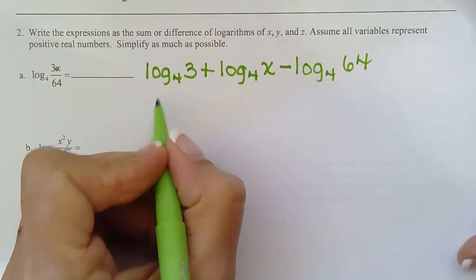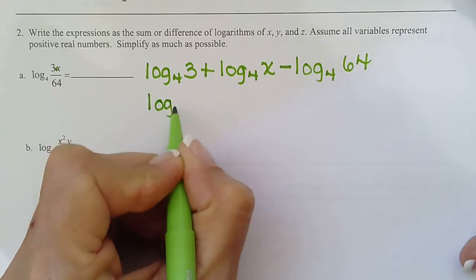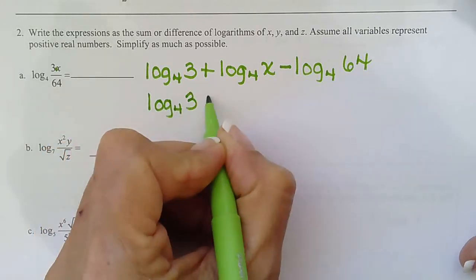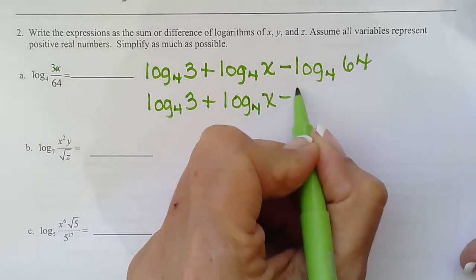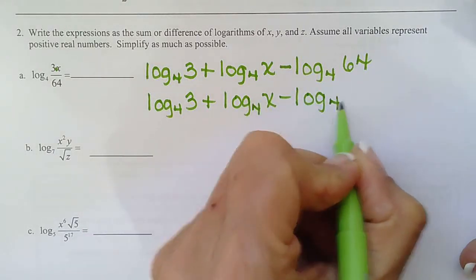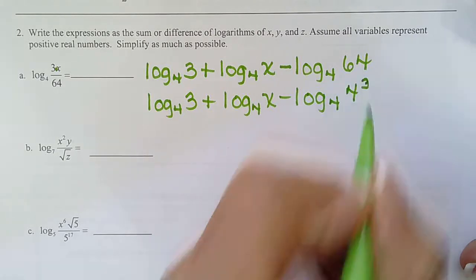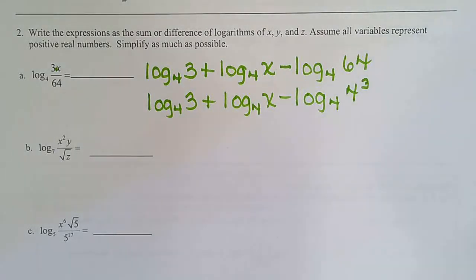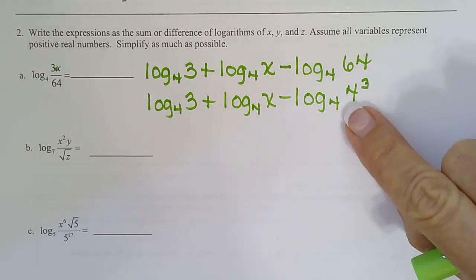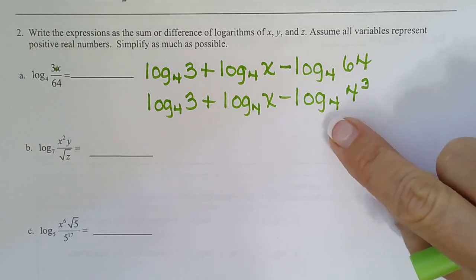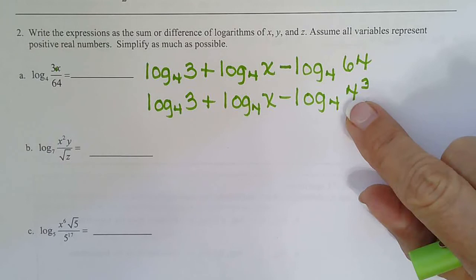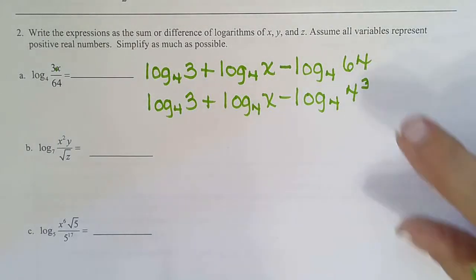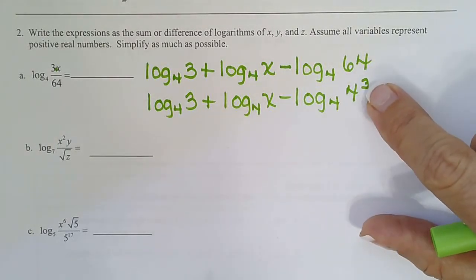Now watch what I'm going to do. This one can't be simplified, so I leave it. This one can't be simplified, so I leave it. But this one can be turned into log base 4 of 4 to the third. Do you see why I'm doing that? Think about the properties we just covered. Isn't this the inverse property of logarithms? The base of the log and the base of the exponent are the same, so they undo each other, which means the answer is just the exponent 3.